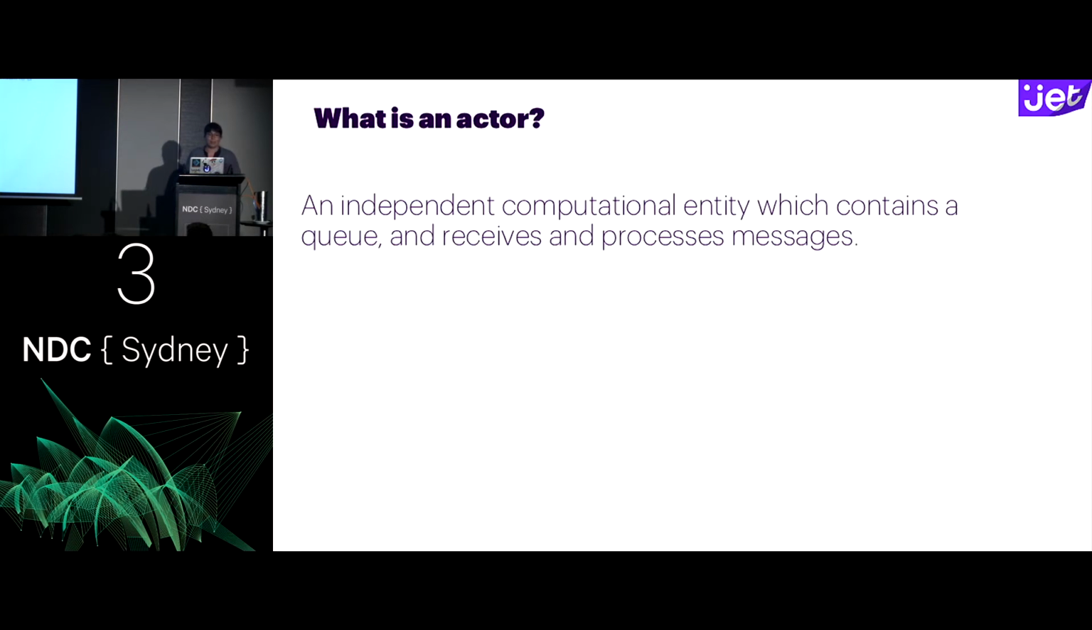So the actor model, actors themselves, the telephones you might think of, are an independent computational entity that contains a queue and receives and processes messages. That's all they really do. You can think of them as basically a mini queue.